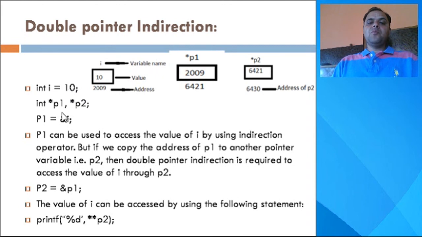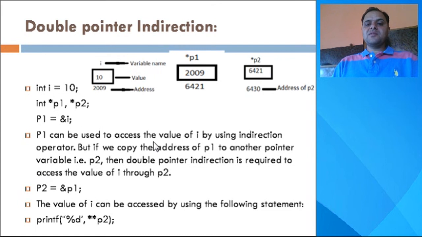I have declared two pointer variables p1 and p2. I have assigned the address of I to p1; its address is 209. The address of P1 is 6421 and the address of P2 is 6430. The value of P1 is 209, which is the address of I, and the value of P2 is 6421, which is the address of pointer P1.